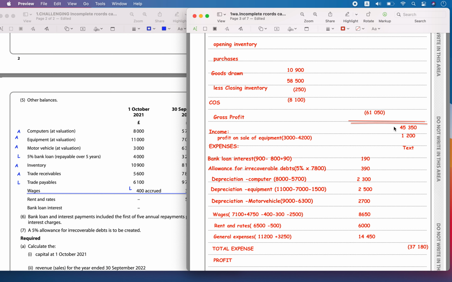Now the total of the gross profit plus the income is going to be equal to 45,350 plus 1,200. So that is 46,550. So 46,550 minus 37,180 is equal to 9,370. So the profit is going to be equal to 9,370.